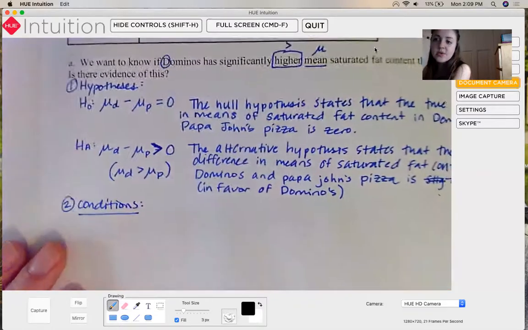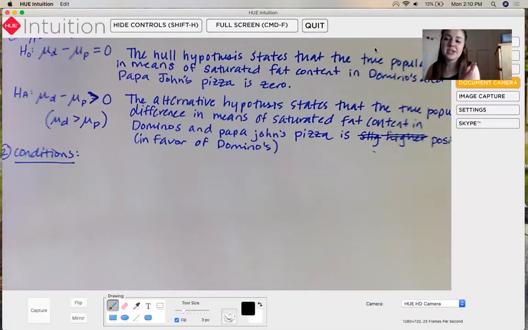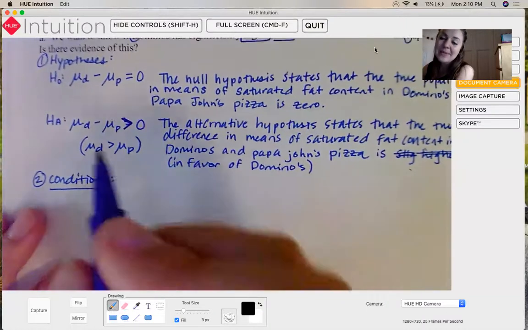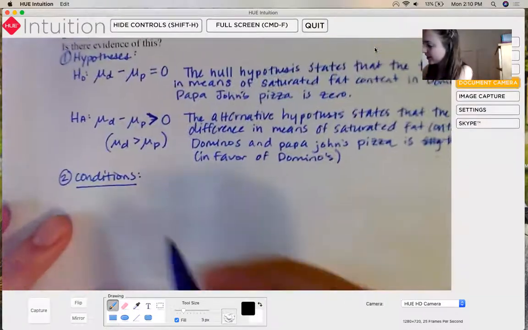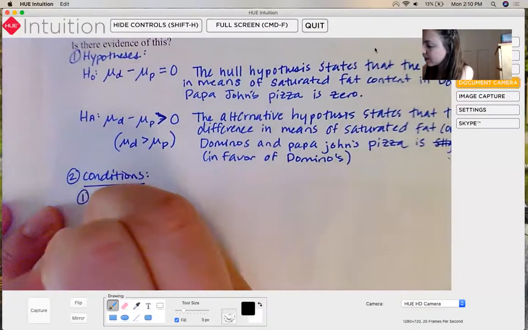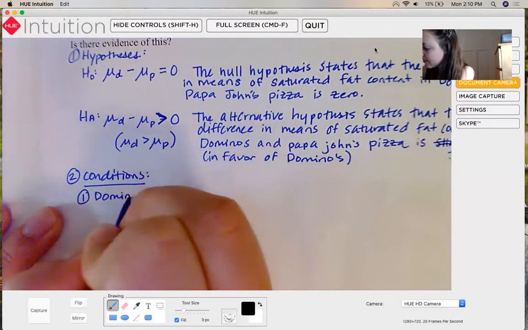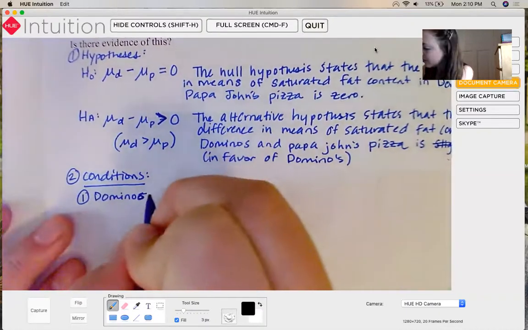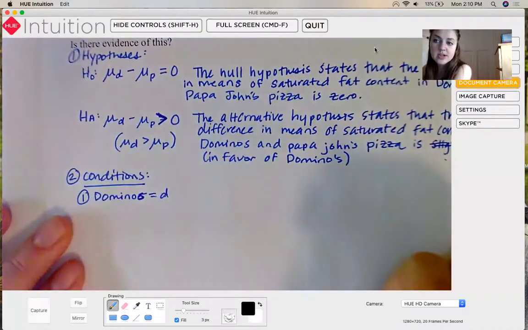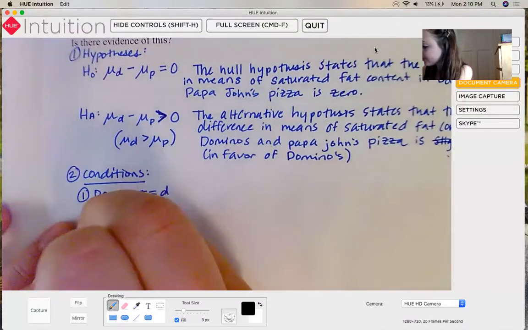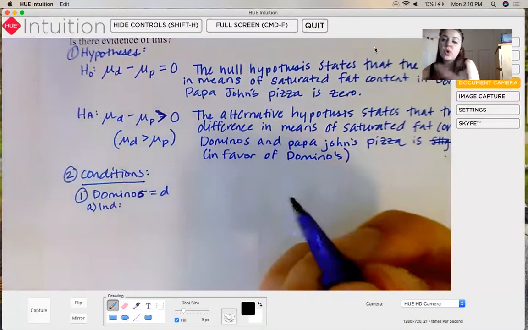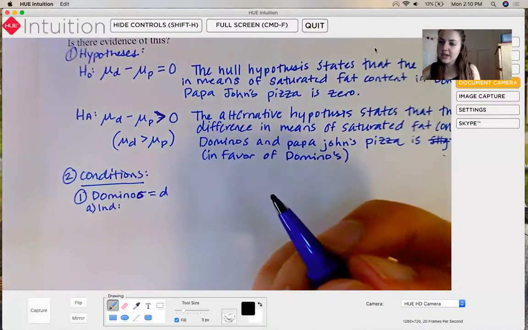Okay, so the conditions. Anytime you have two populations, you have to do 9 conditions, right? I'm not going to write them all out. I'm sorry, okay? But I am going to talk through all of them for sure. So the first population we want to look at is Domino's. Okay? And remember, we're using D to talk about the Domino's mean, okay? So the first thing I could check would be independence. Okay, so are my Domino's pizzas independent of each other?